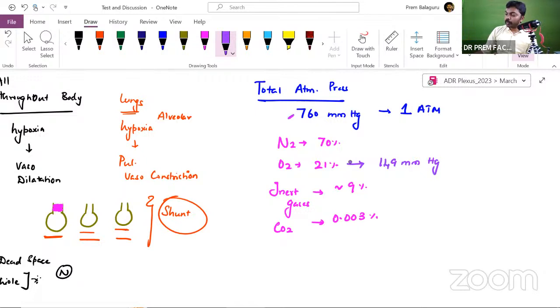This 21% of oxygen is going to give a value of 149 millimeters of mercury. Simply speaking, 21% of 760 millimeters of mercury roughly translates to 149 millimeters of mercury, people. This is the exact value of the partial pressure of oxygen in the atmosphere, which is nothing but inspired air.